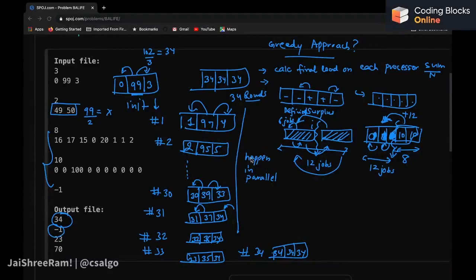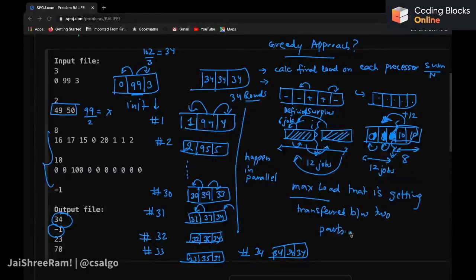Okay, so what I am trying to say here is, you have to actually find out what is the maximum load that is getting transferred between two parts of the array. Okay, maximum load that is getting transferred between two parts of the array. Okay, and what are the two parts?